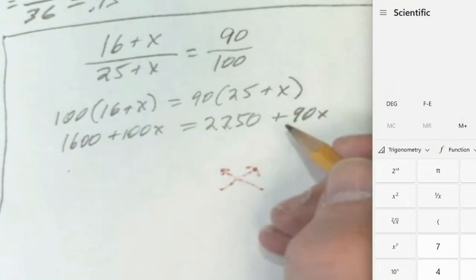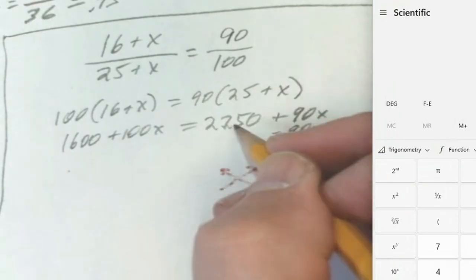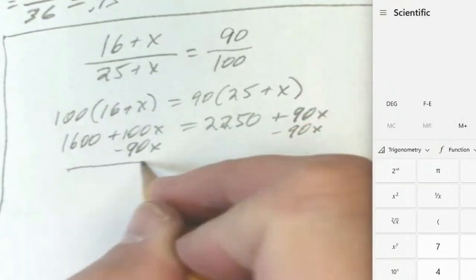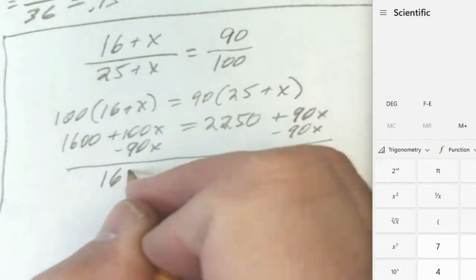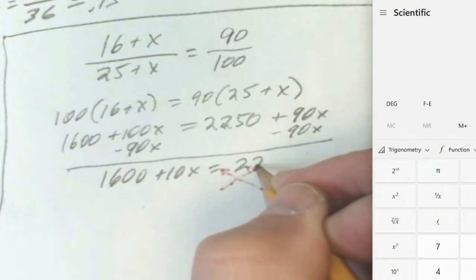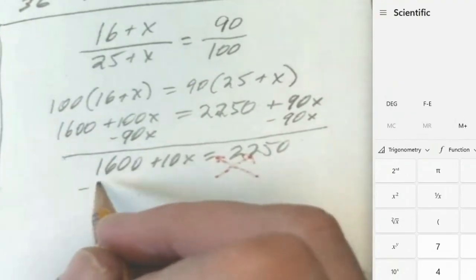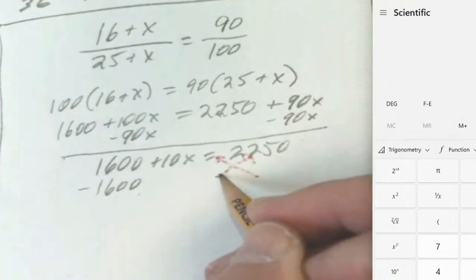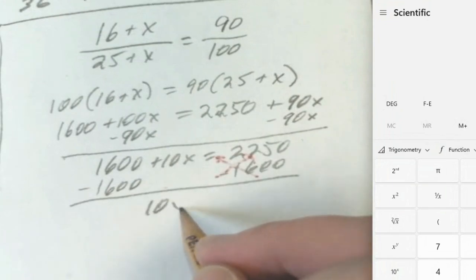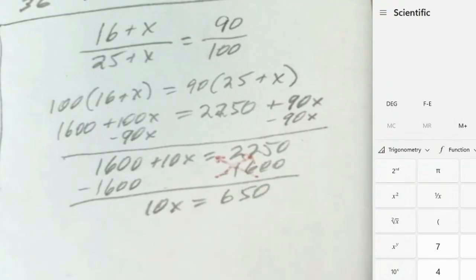Solving for x, I'm going to subtract my 90x. You could move the 1600 first or the 90x. It doesn't matter. 1600 plus 10x, 2250. Move the 1600. 10x equals 2250 minus 1600, which is 650.